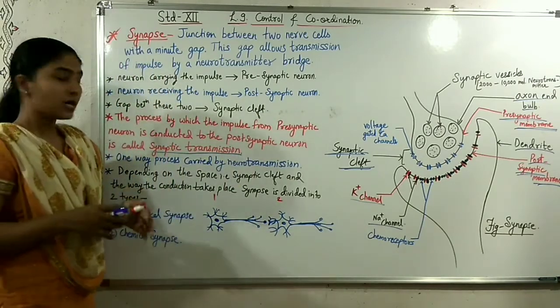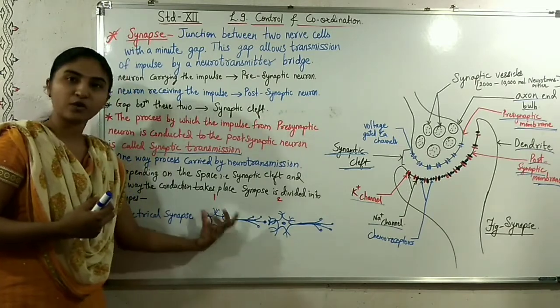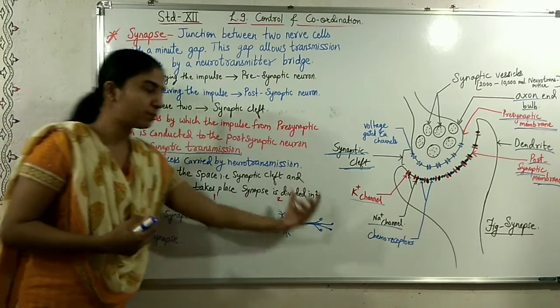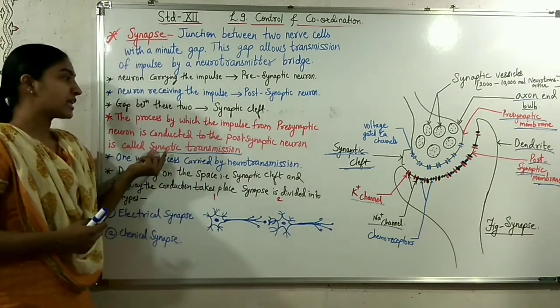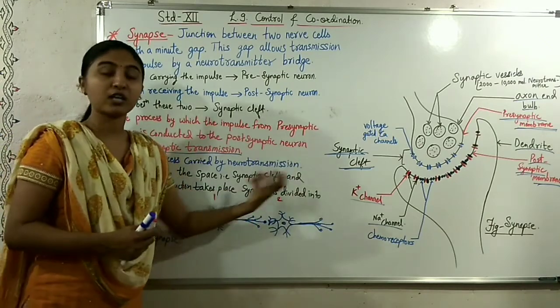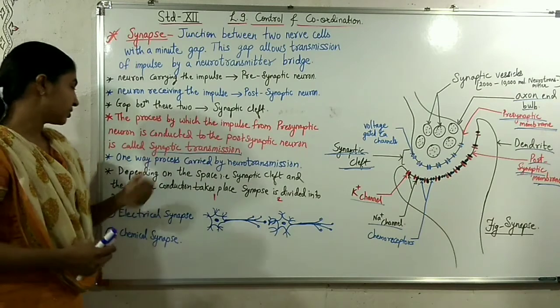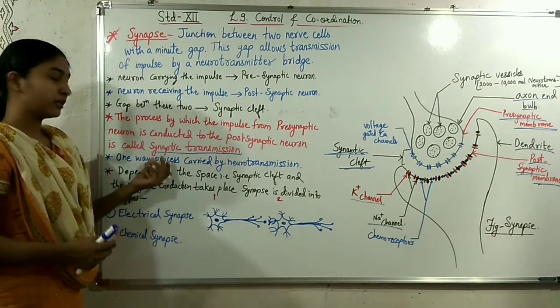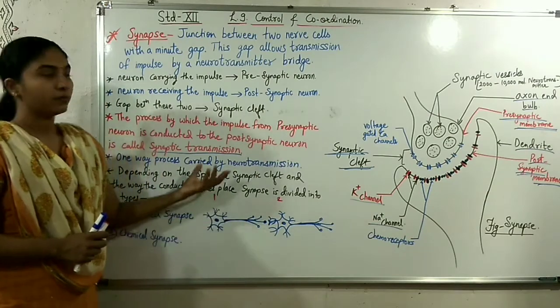Now the process by which the impulse is conducted from one neuron, the presynaptic neuron, to the postsynaptic neuron is called synaptic transmission, meaning transmission or transfer of the impulse. That is called synaptic transmission. It is a one-way process which is carried out by neurotransmitters.